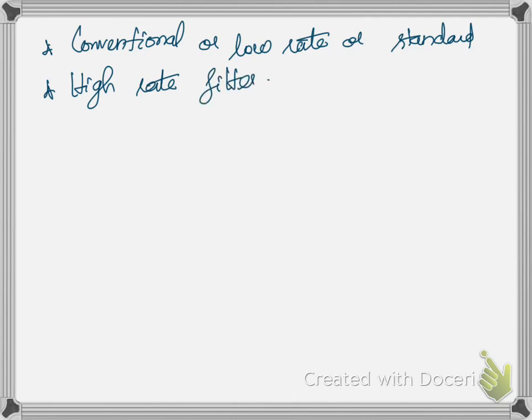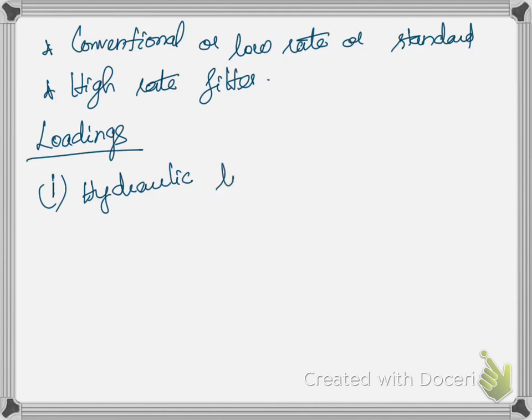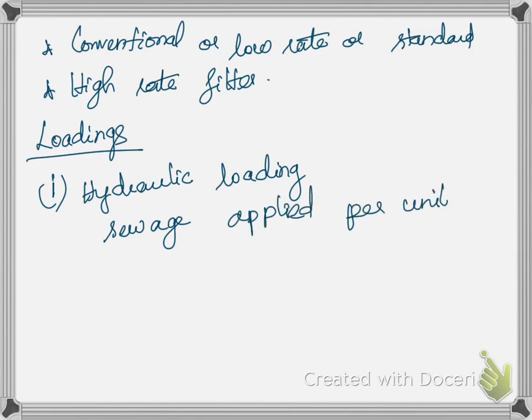When you come to the design of the trickling filter, two types of loading have to be taken care of. One loading is your hydraulic loading. Hydraulic loading means the quantity of sewage that is supplied per unit surface area of the filter. So how much quantity we are going to apply or supply for one unit of surface area.